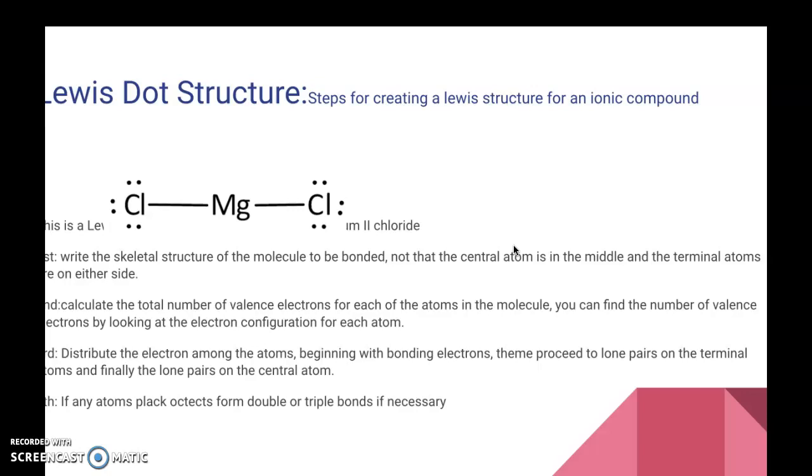And the way you want to do that is distribute electrons among the atoms, beginning with bonding electrons first, then proceed to lone pairs on the terminal atoms, and finally the lone pairs on the central atom. So the last thing you want to do is, if your central atom, which in this case is magnesium, has any lone pairs, that will be the last thing that you'll fill in there. And then if we haven't reached an octet in our outer shell, then you'll do double or triple bonds if necessary.